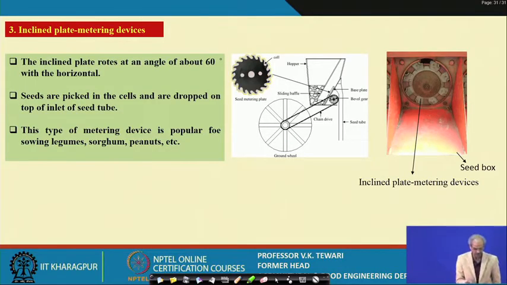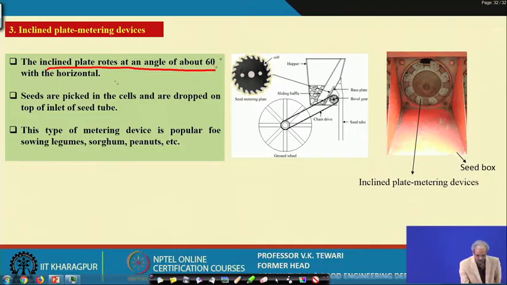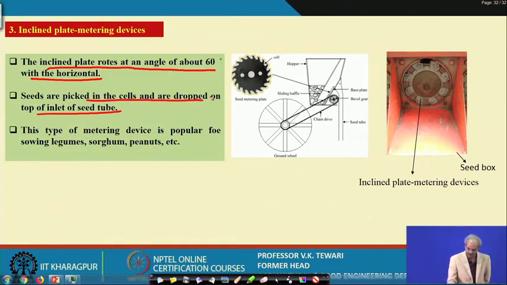Have a look at this. The inclined plate rotates at an angle of 60 degrees with the horizontal. Seeds are picked in the cells and are dropped on the top of the inlet seed tube. Very simple, as it is generally supposed to be. Here is the seed.